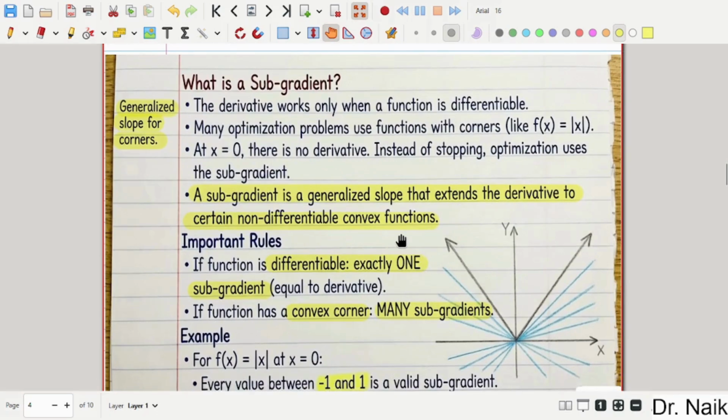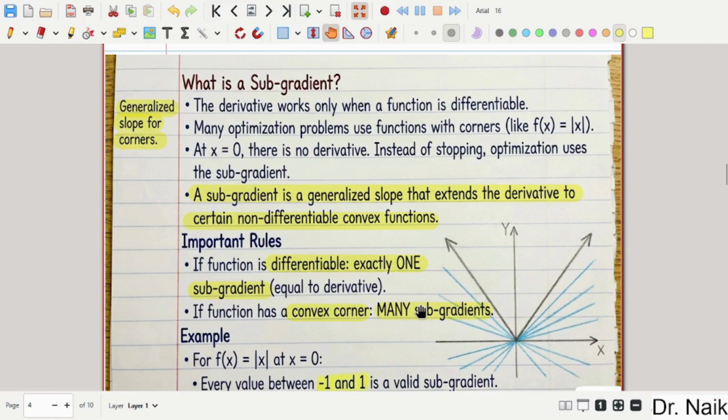What is a subgradient? The derivative works only when the function is differentiable. But many optimization problems use functions with corners, like f of x is equal to modulus of x. At x is equal to 0, there is no derivative. Instead of stopping, optimization uses subgradients.